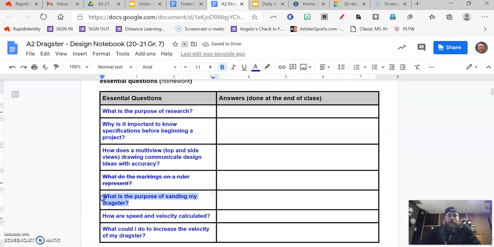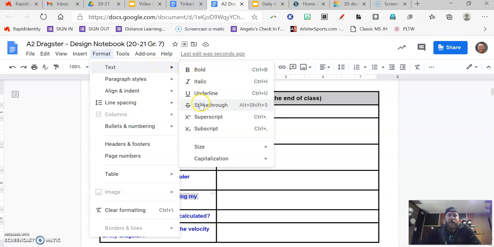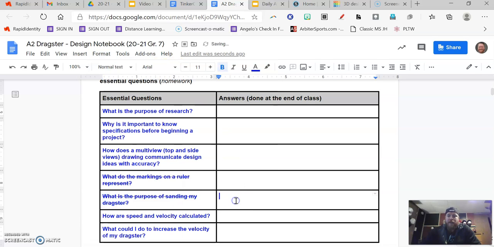Same thing with this next question, what is the purpose of sanding our dragster? You don't need to answer this question. Now if you went ahead and you had already answered this question, that's great, just leave it in there. But since we didn't actually make these dragsters out of wood, we don't need to answer that question.